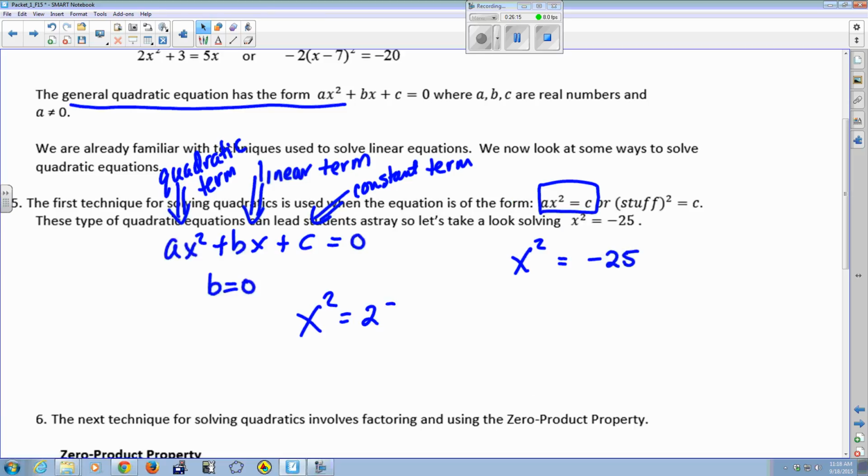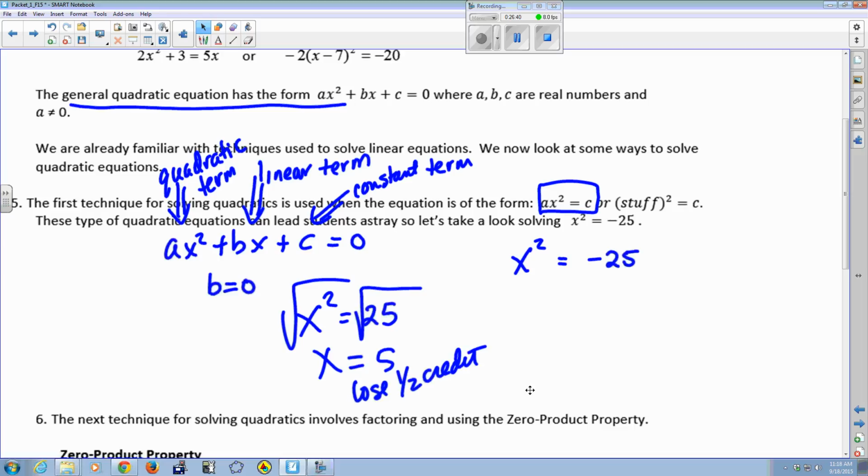Remember, we talked about solving this equation together as a class. And I warned you, remember that this can get you into trouble because we often leave out a step. And I often see this. This is what I see. I see this kind of thing, and I see this kind of thing. And that's going to lose half credit. Because when you see an equation like x squared equals 25, there's 2 answers.